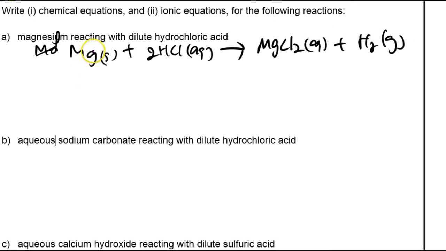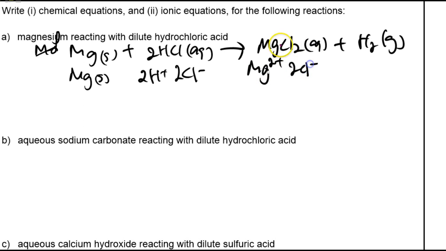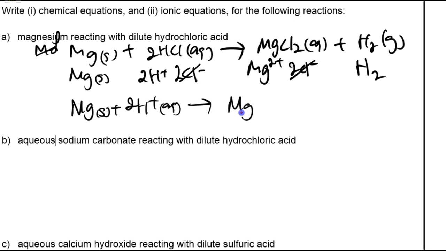So which one can we dissociate? We cannot dissociate Mg, it remains the same. We have 2H plus, we have 2 Cl minus because the 2 belongs to both of them. We have Mg2 plus here, and we have 2 Cl minus because there's Cl2, and we have H2. So now we cancel the like ions on both sides. What is left is just Mg solid plus 2H plus aqueous, giving us Mg2 plus aqueous plus H2 gas. So this is the ionic equation for part A.